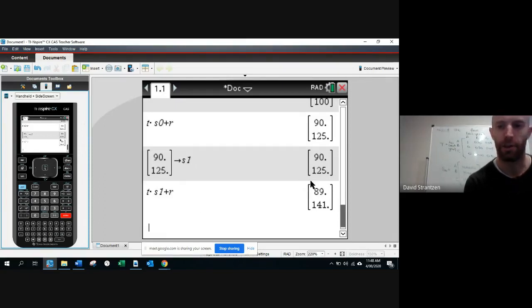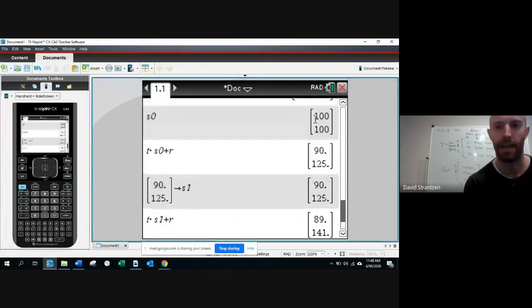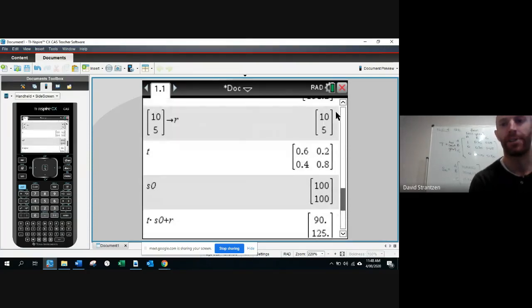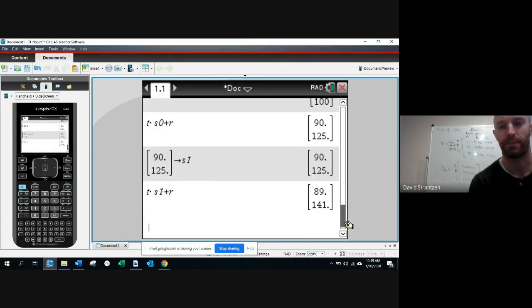Good. You notice that the numbers in matrix S0 added to 200. In S1, they added to 215. And in S2, they added to 230. That's because we're adding a total of 15 each time. 10 and 5 adds up to another 15.